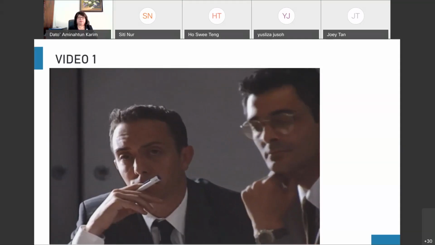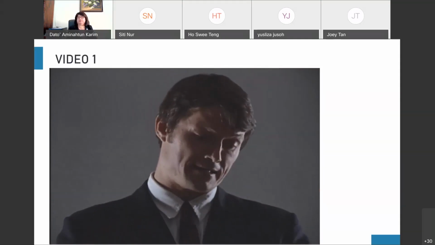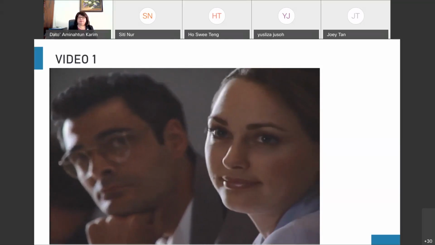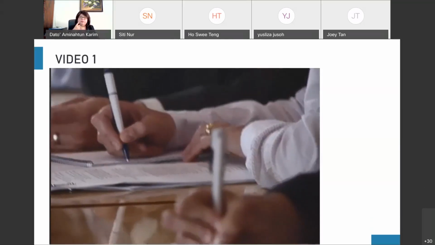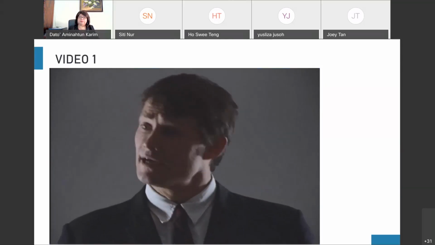Our software will find the local access number for you, and all you have to do is click and connect. An additional feature is that our service area is constantly expanding, and our phone book updates itself with new numbers automatically every time you log on. There are four major benefits: convenience, cost, reliability and support.